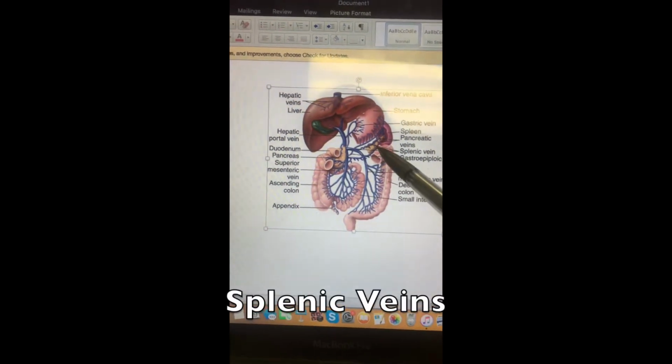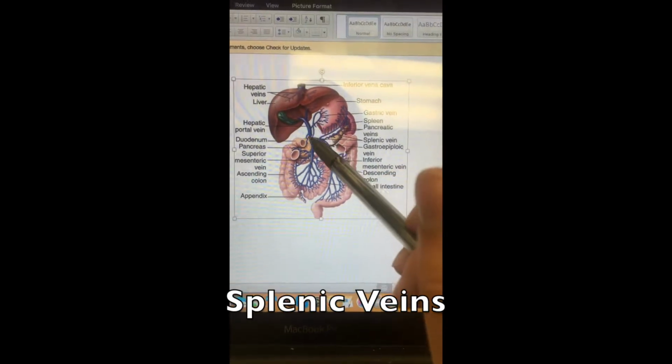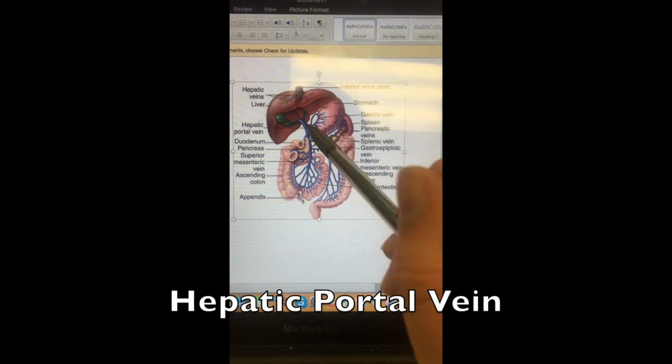These are the splenic veins, and this is the hepatic portal vein.